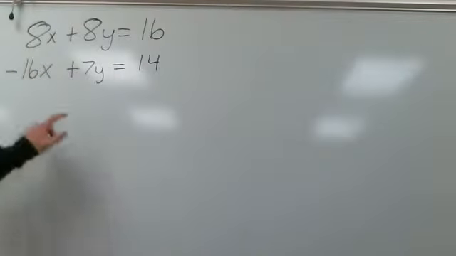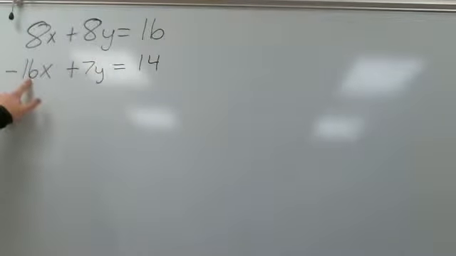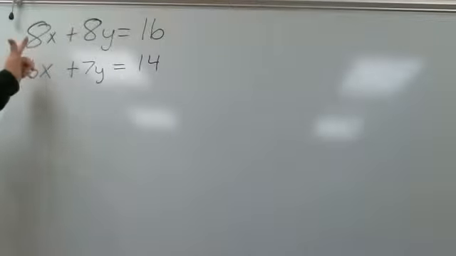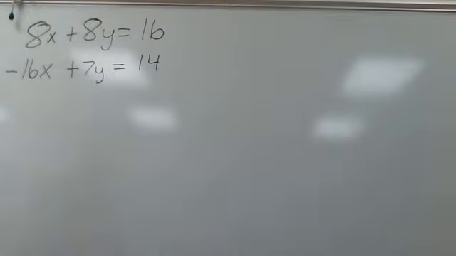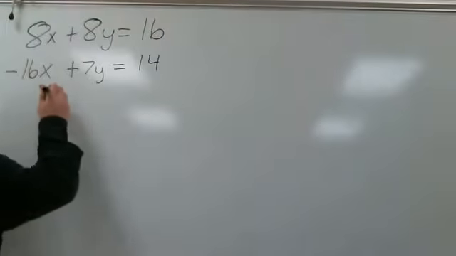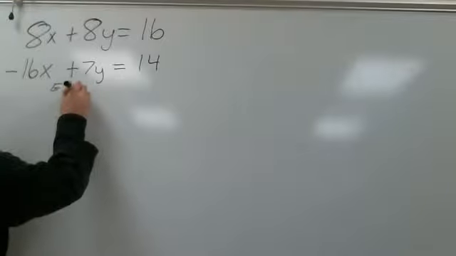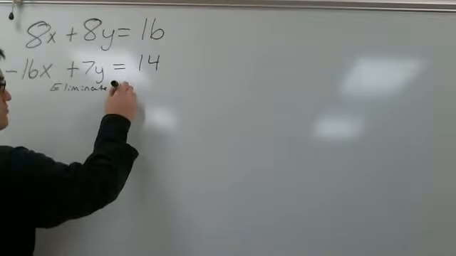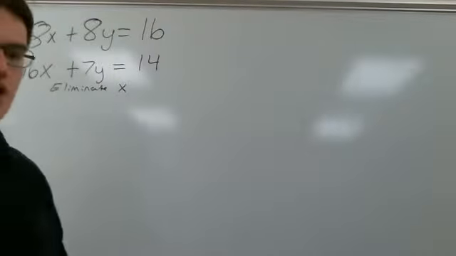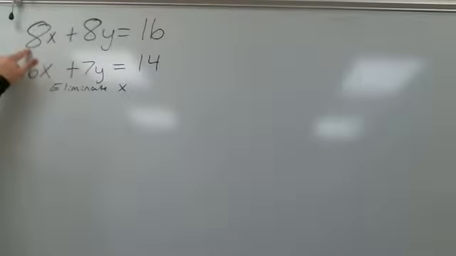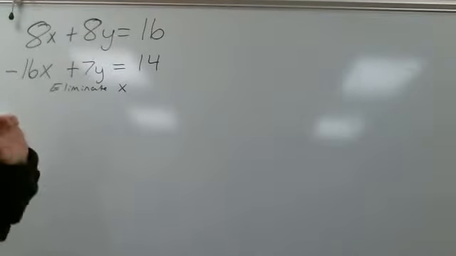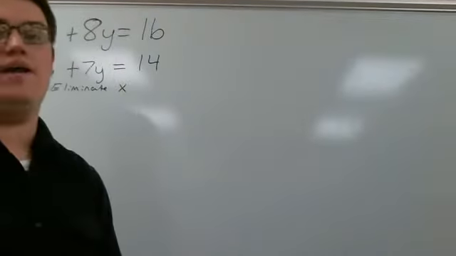Well, if I look here, 8 and 16, 16 is a multiple of 8. 8 and 7, not so much. So I'm going to eliminate x. Okay? Now, in order to do this, remember I need to get this coefficient to be the same, this one to be the same, have different signs, then we can add.